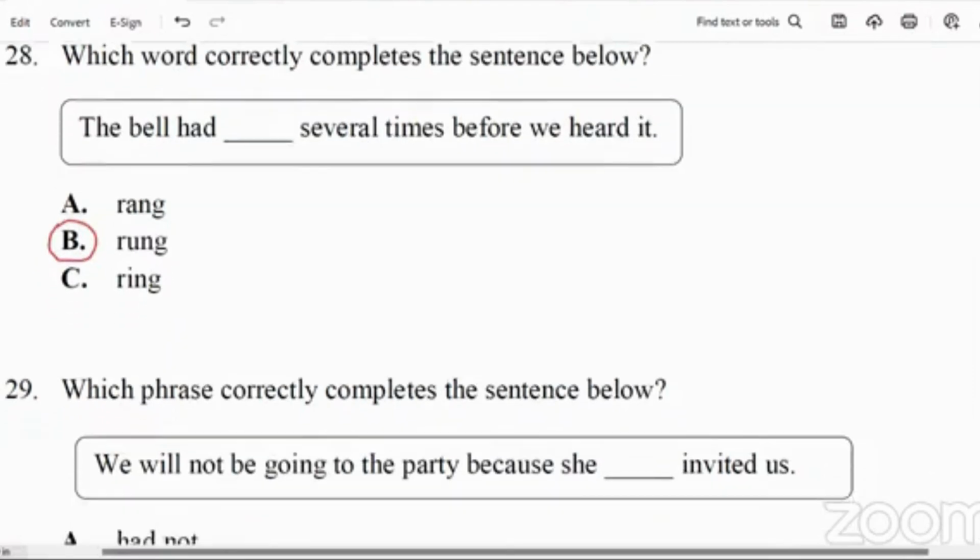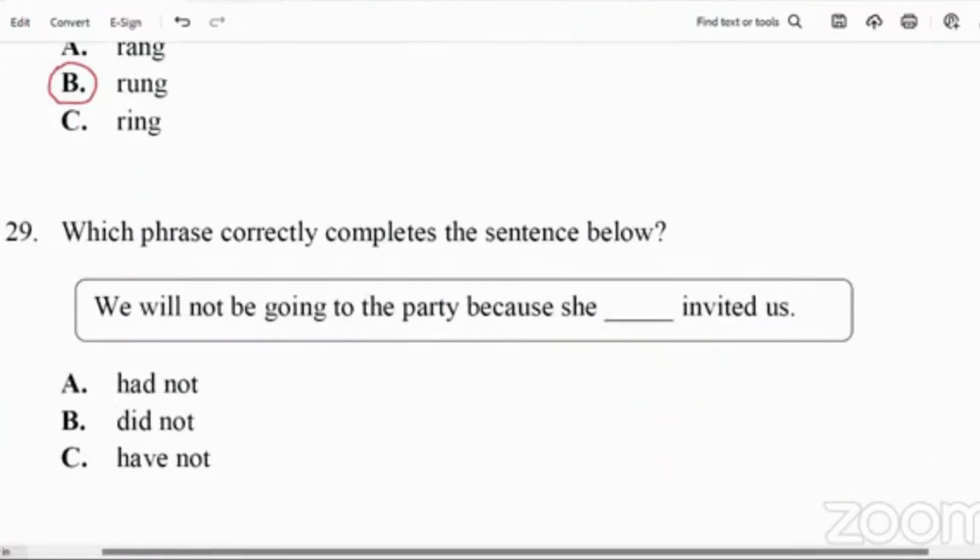Question 29. Which phrase correctly completes the sentence below? We will not be going to the party because she blank invited us. Was it we will not be going to the party because she had not invited us? She did not invited us. She have not invited us. So it's she had not invited us. Okay, if it did not, it would have been she did not invite us, not invited us. And the correct answer is A.